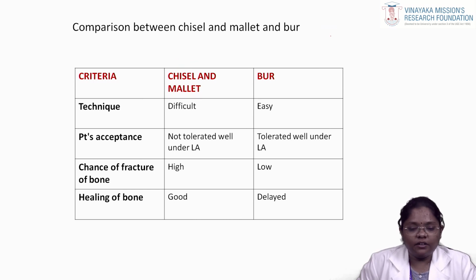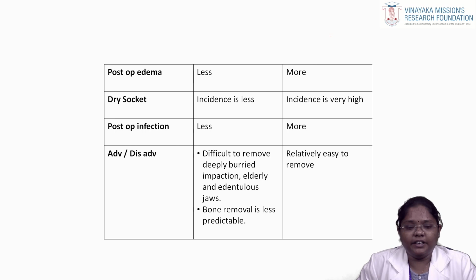Chisel and mallet technique, the technique itself is difficult compared to burr technique. Patient's acceptance is more in burr technique. Chance of fracture of the bone is low in burr technique and healing of the bone is good in chisel mallet technique, because while using burr we have to use irrigation to cool down the bone, otherwise it will lead to necrosis of the bone and delayed healing.